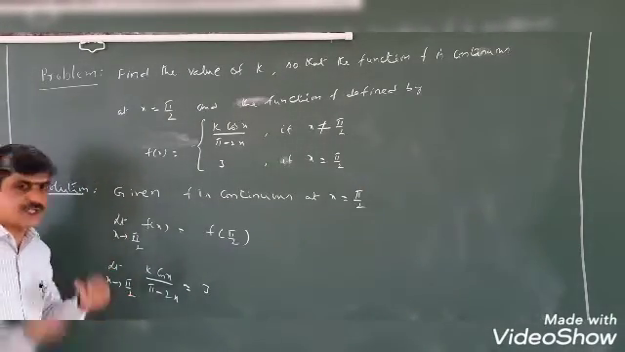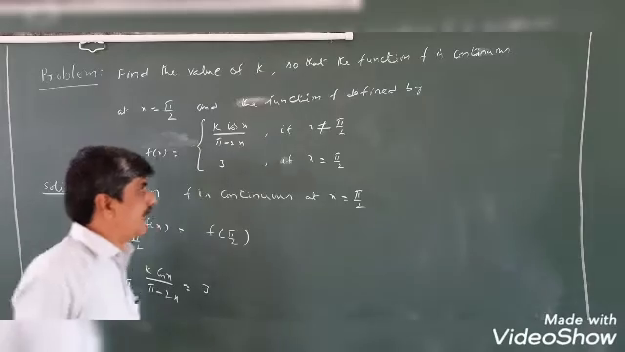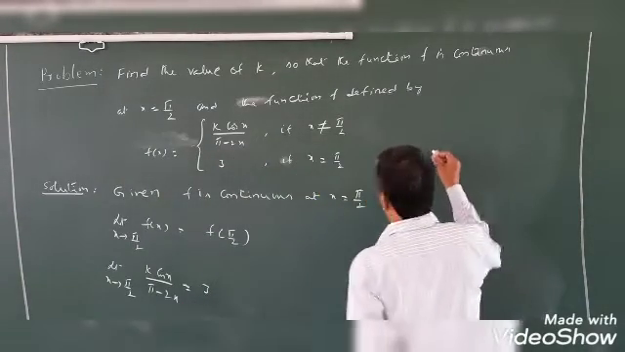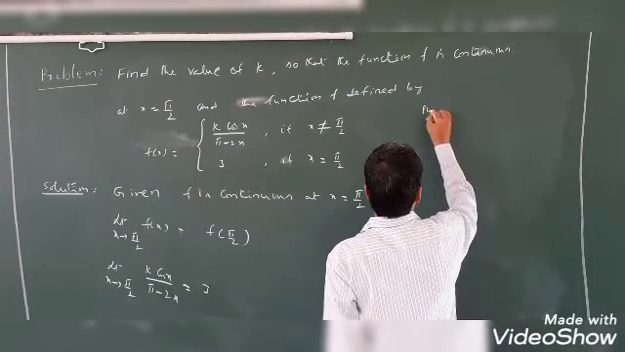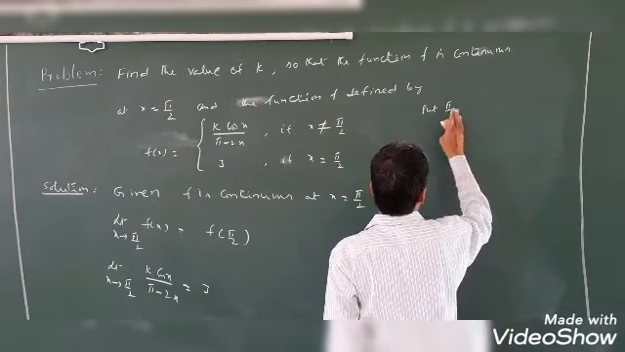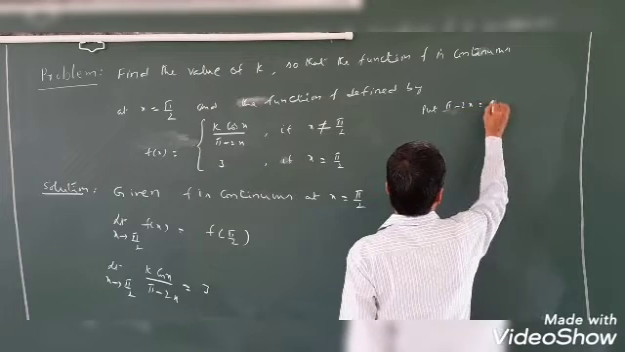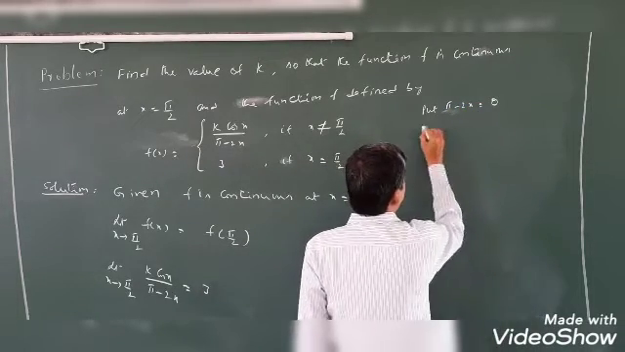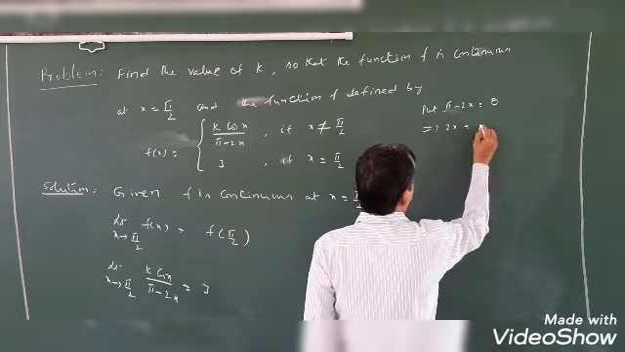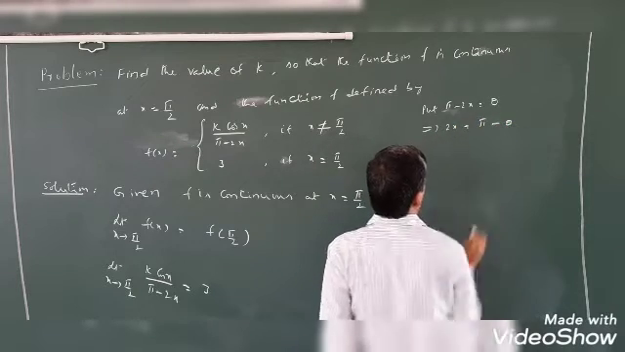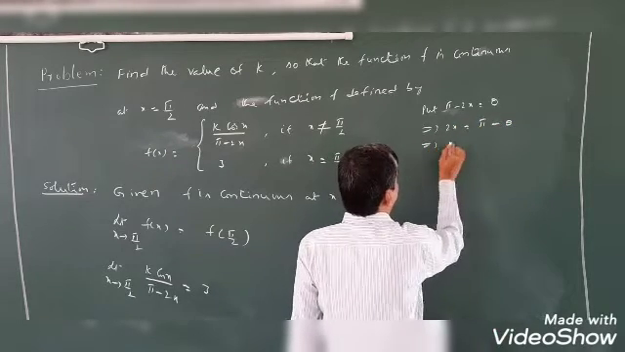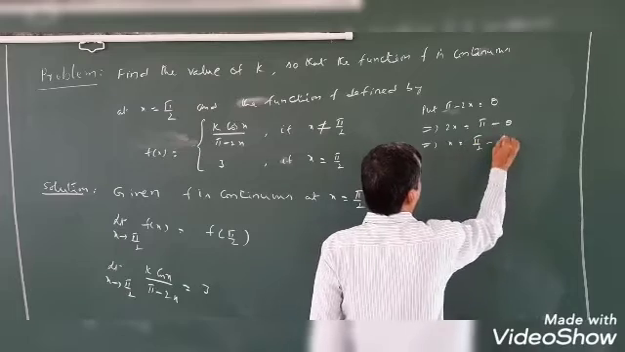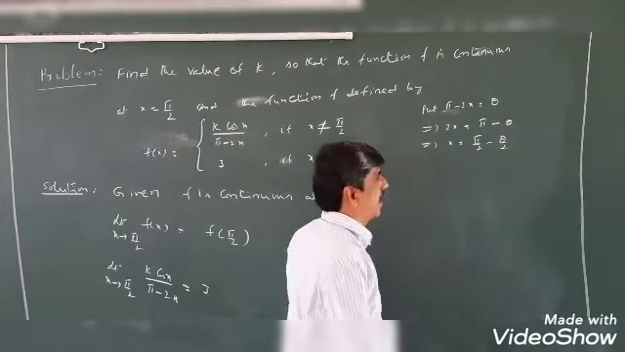So then evaluate this limit. To evaluate this limit, take this substitution. Put pi minus 2x is equal to theta. This implies 2x is equal to pi minus theta, so x is equal to pi by 2 minus theta by 2.